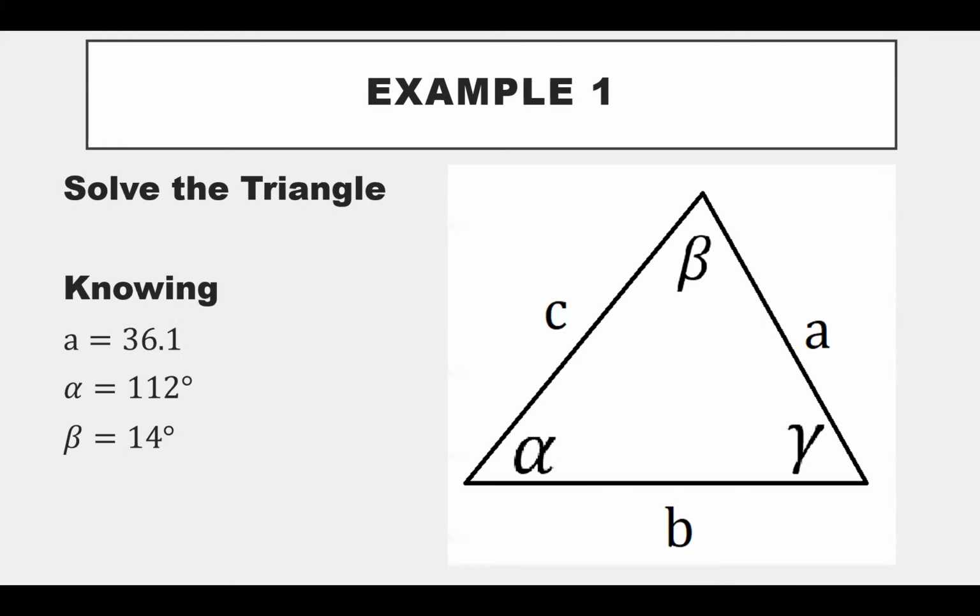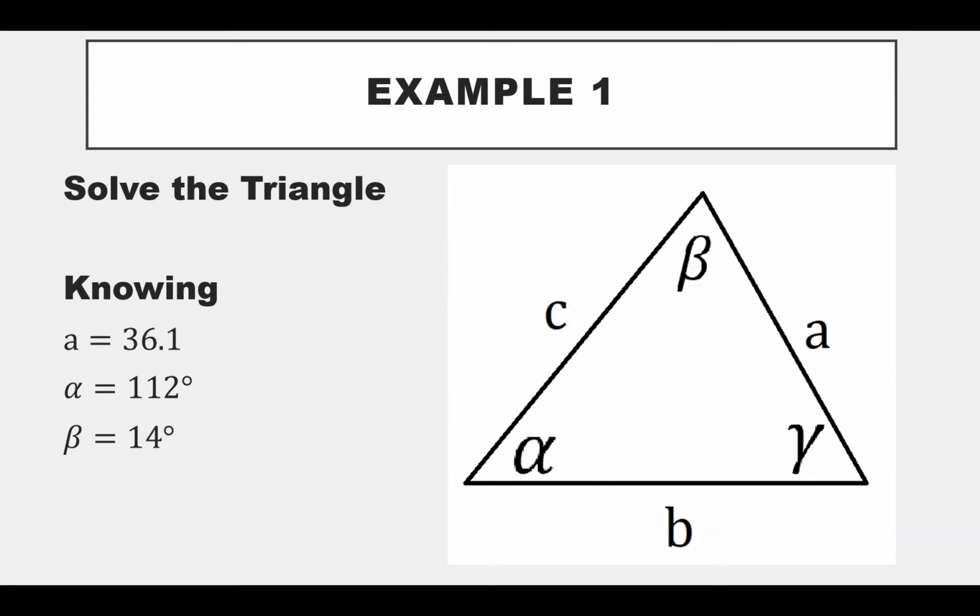So let's do an example. Let's say I have a triangle with this labeling convention. This triangle picture, by the way, is not to scale. It's just there for the referencing of the convention of how angles and side lengths are labeled. So as you can see in this picture, the angle alpha is not looking like it's 112 degrees. This angle looks like an acute angle, whereas alpha is actually obtuse.